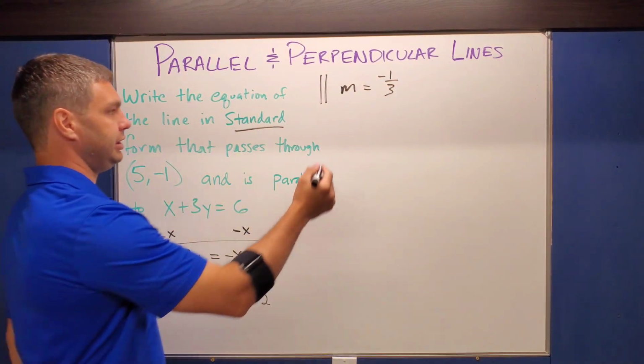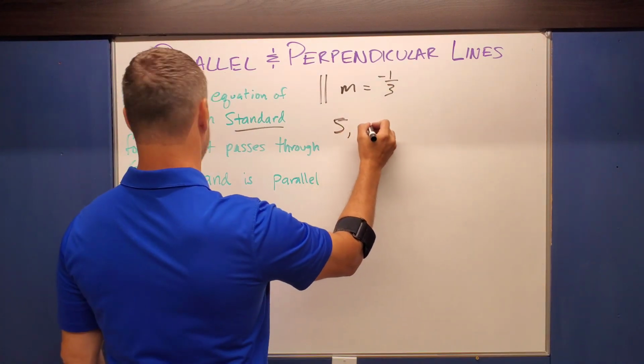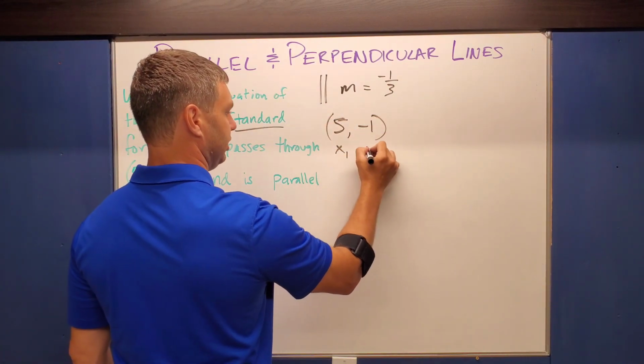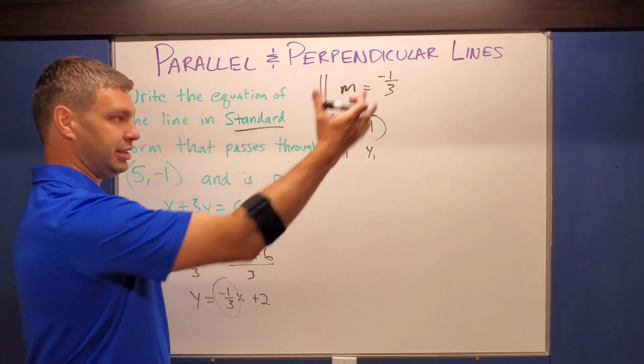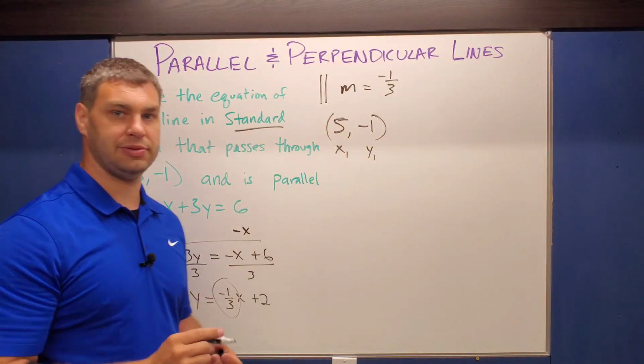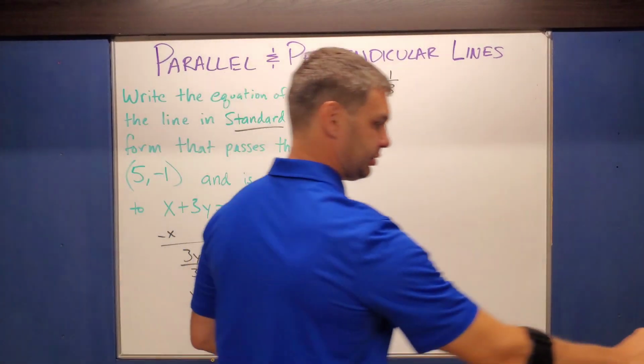Okay, so that's what I'm using. The point that I want here is (5, -1). That'll be my x1, y1. Okay, so let's put this into point-slope form. Maybe pause the video, try it on your own here. I'm going to do it real quick for you.